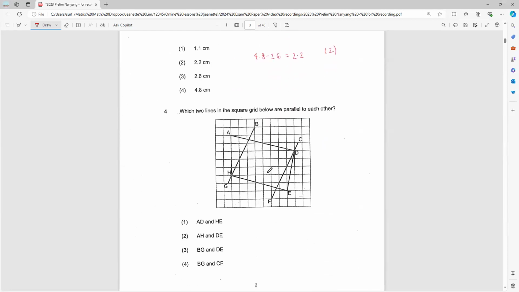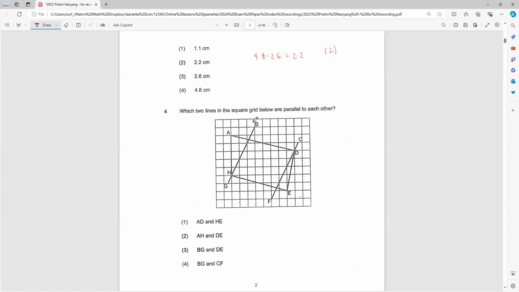Question 4, which two lines are parallel to each other? Okay, parallel means that they are lines that will never touch, right? They will never meet. So which two lines are parallel? Do not confuse them with the perpendicular lines. We're not looking for right angles. We're not looking for perpendicular. Parallel lines. Okay, let's check each of them. AD and HE. Are they parallel?